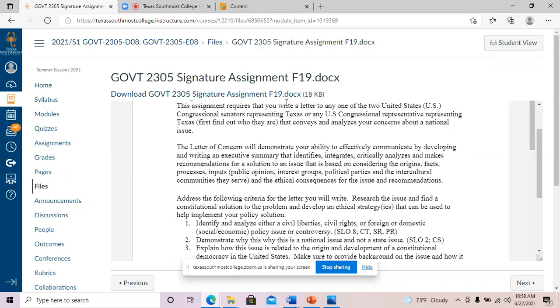I know that might be a little bit confusing, but at the same time, if you're not sure, you can talk to me, and then I can let you know if that would count as a national issue. But again, the reason why it's important that you pick a national issue is because this is federal government. Okay. So again, the letter of concern will demonstrate.